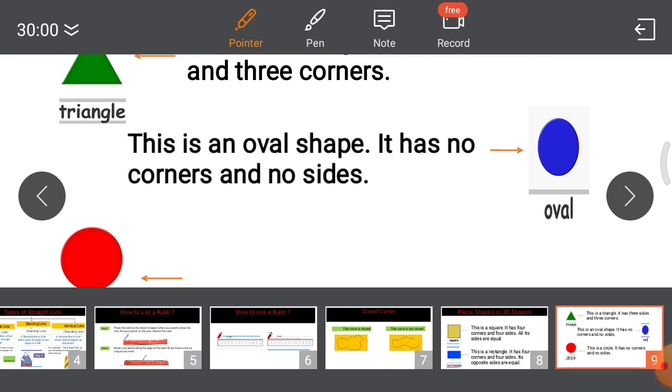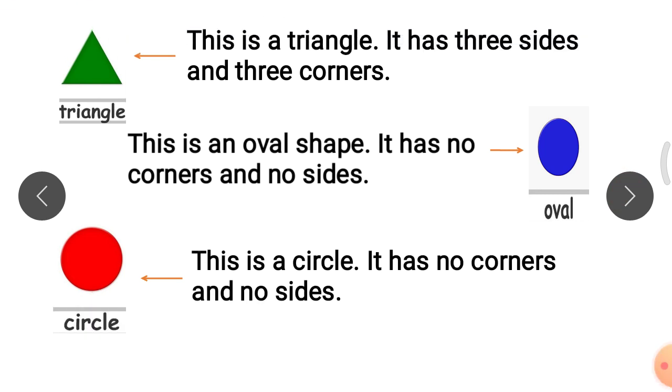Same way, circle also. This is a circle. It has no corners and no sides. But the only difference is this is a round shape, but this is not a round shape, it is a little bit long. Okay, so you have to identify both the pictures.